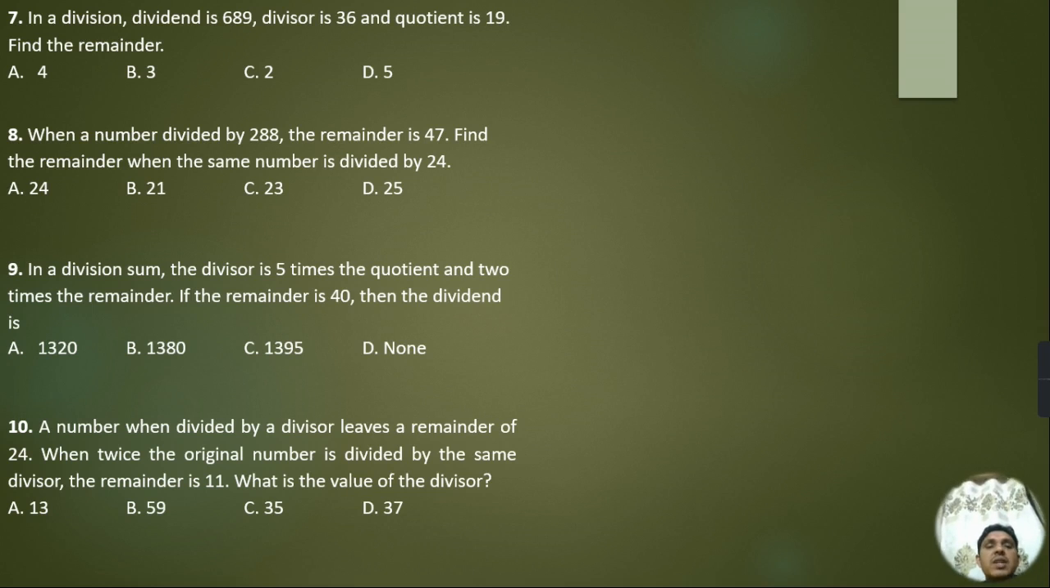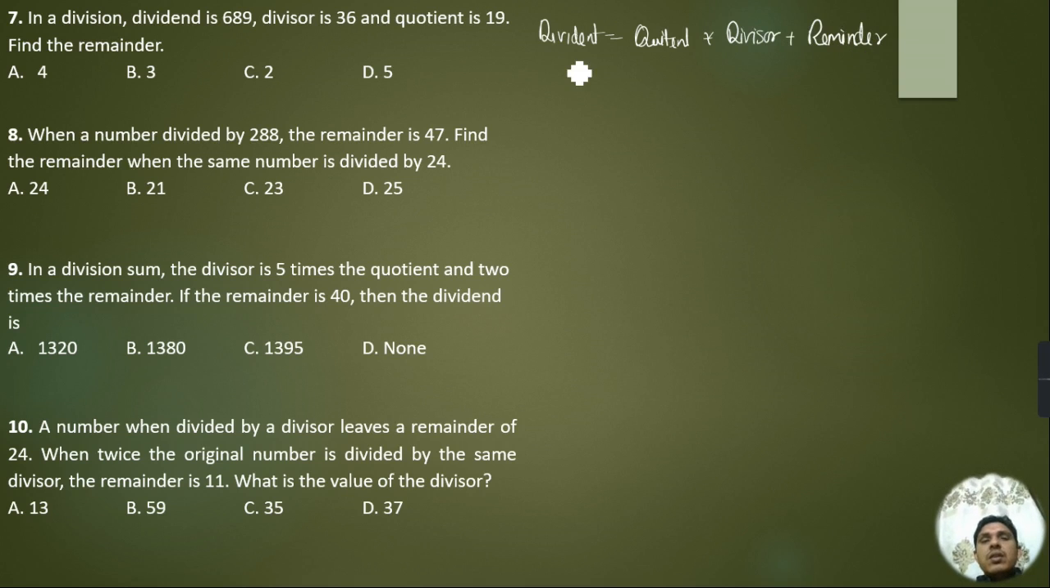Okay. Coming to the next thing, question number 7 we have. The question is, in a division, the dividend is 689, the divisor is 36, the quotient is 19. Find the remainder. So students, you know the formula available. The formula is dividend is equal to quotient multiplied by divisor plus remainder.